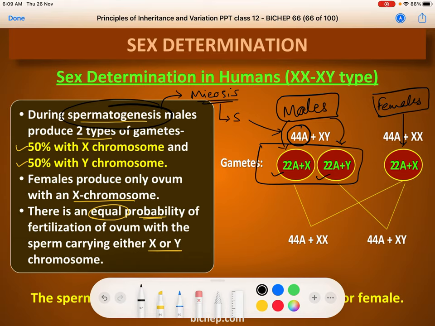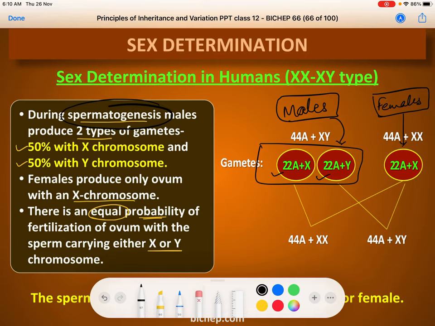Ready? Sometimes you will see it written as 2 into 44A and XY, and that shows two sets of chromosomes, right? Now, the number is reduced, and that is why meiosis is also termed reductional division, right? So only one set of chromosomes is going to be transferred into the gamete, so that we can maintain the number of chromosomes into the next generation.